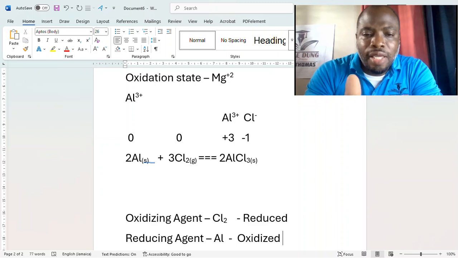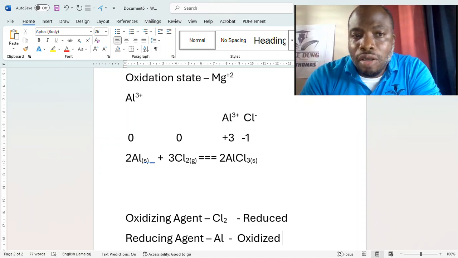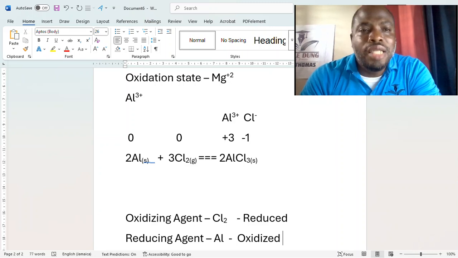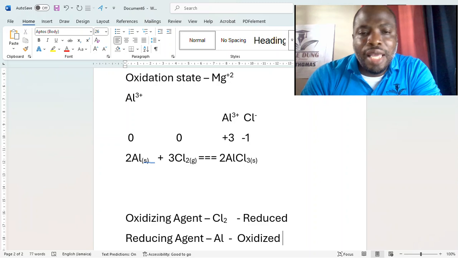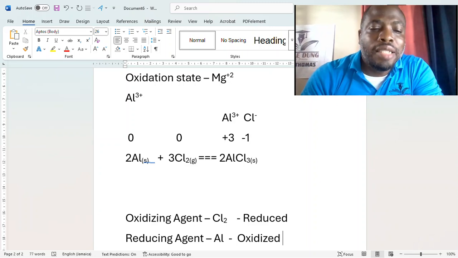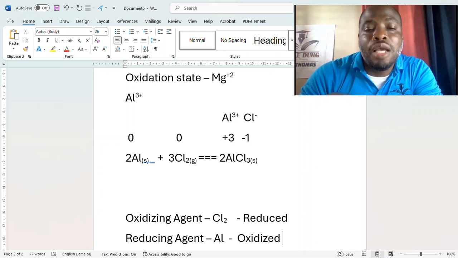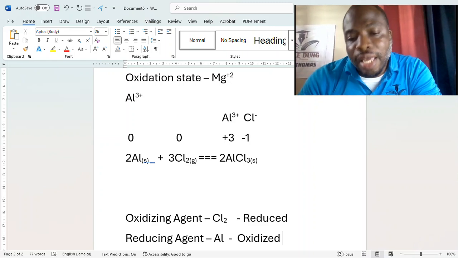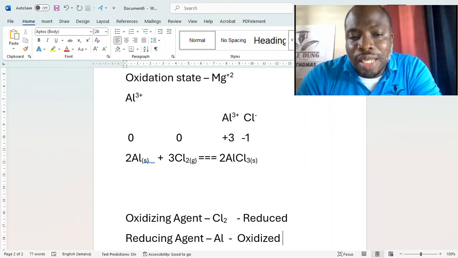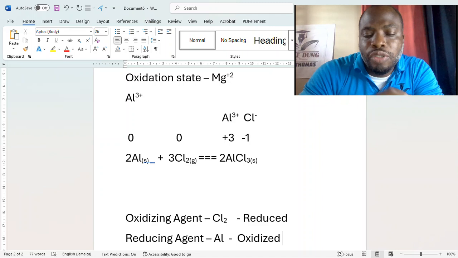But just to put this in right here, guys, if you know the element or the compound that is being reduced, you know the oxidizing agent. If you know the element or the compound that is being oxidized, you must know the reducing agent. The element or compound that is being reduced is the one that is causing the other compound or element to be oxidized, and so it is referred to as the oxidizing agent. The element or compound that is being oxidized is the one causing the other compound to be reduced, and so it is the reducing agent.